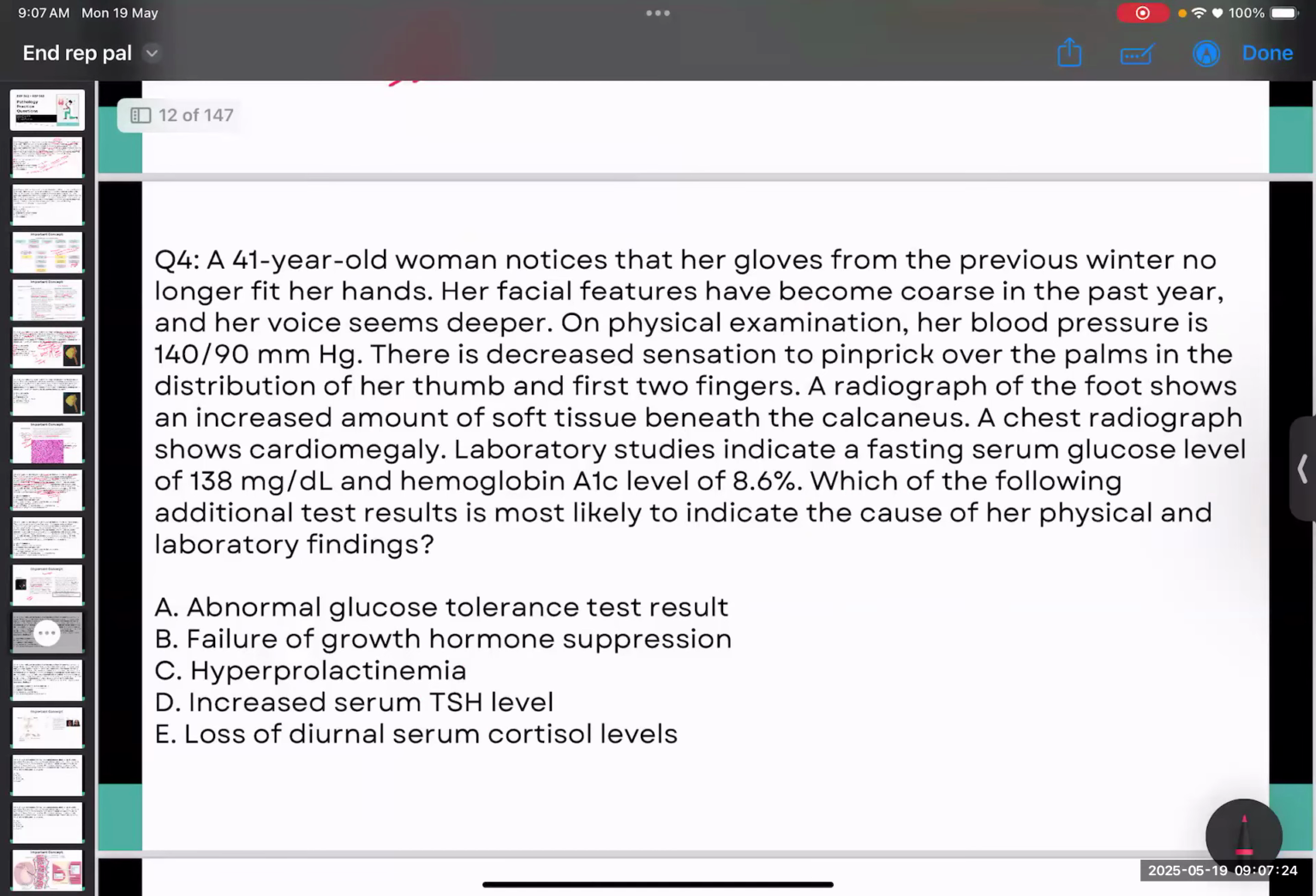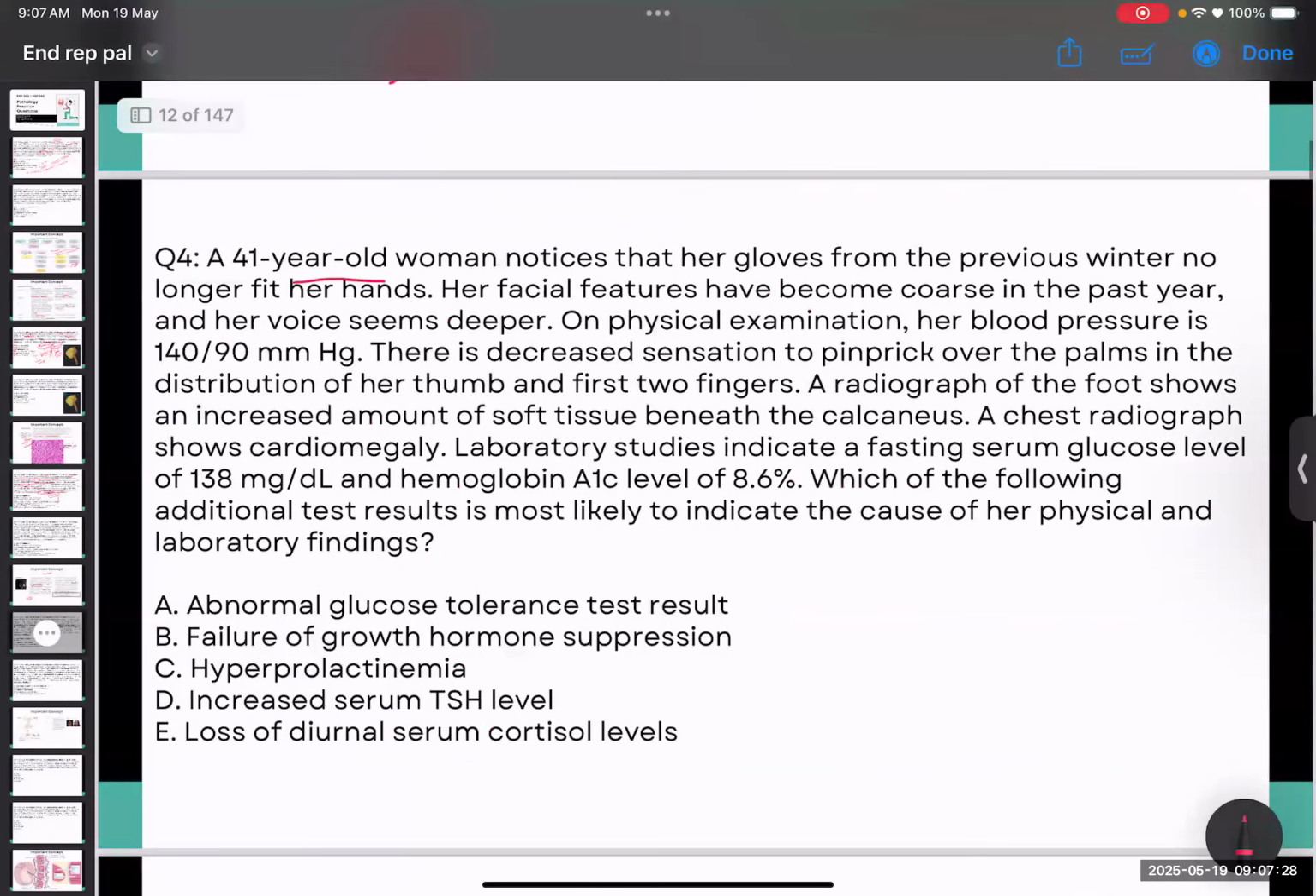Moving on to question number 4, here we have a 41-year-old woman. She notices that her gloves from previous winter no longer fit her hands. Her facial features have become coarse in the past year, and her voice seems deeper. On physical exam, her blood pressure is 140. There's decreased sensation to pinprick over the palms and the distribution of her thumb and first 2 fingers. A radiograph of the foot shows an increased amount of soft tissue beneath the calcaneus. A chest radiograph shows cardiomegaly.